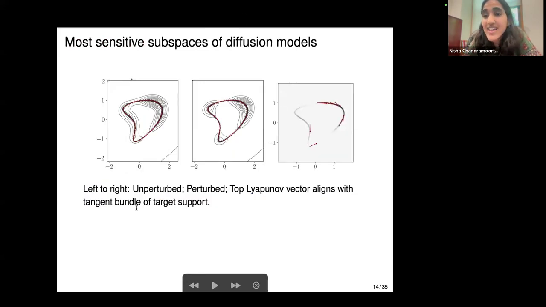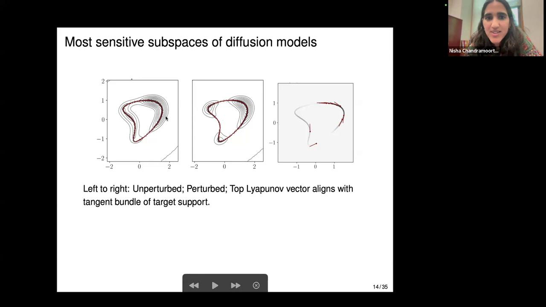Now, what do they look like? Just for visualization purposes, consider the target distribution being on this nice curve in 1D, and this is a smooth curve in 2D, in R2. Here is the target distribution shown as contour plots. This is a real target, and this is a perturbed target.